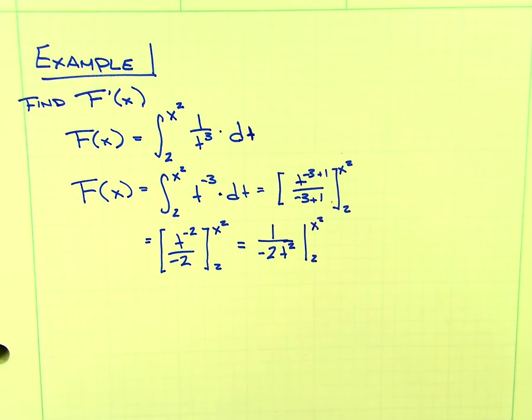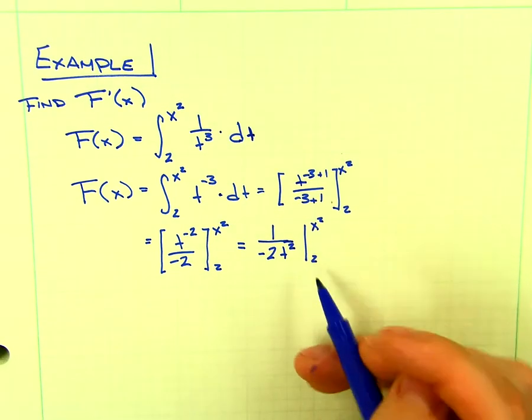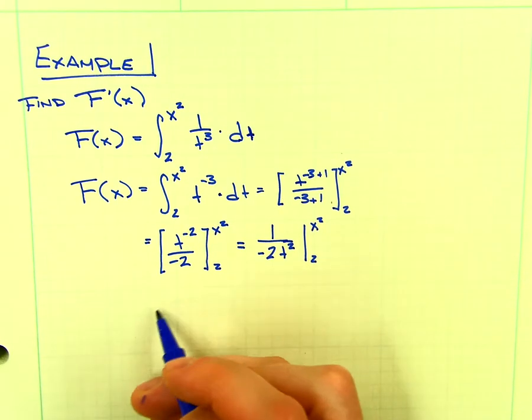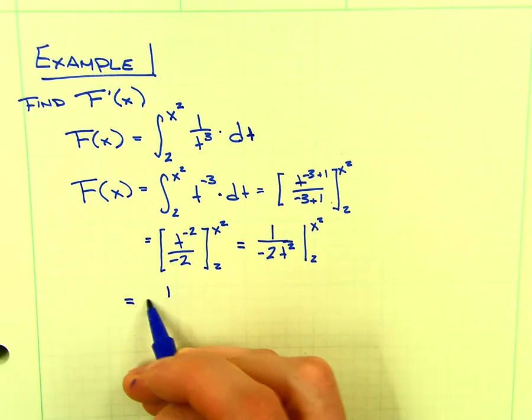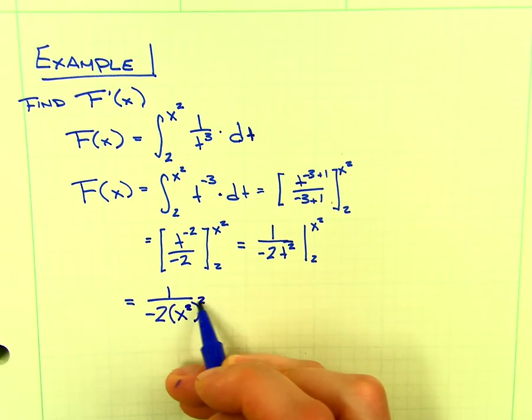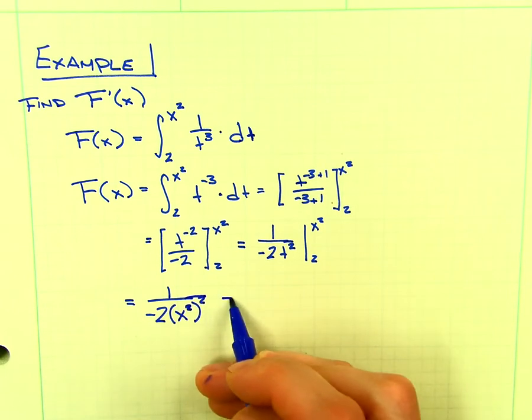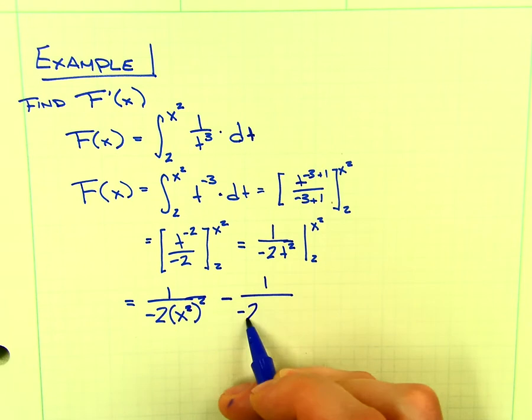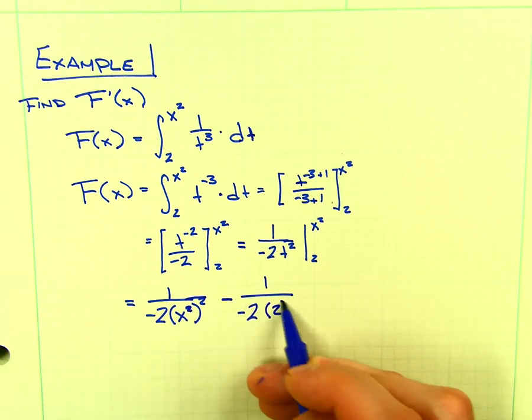So now I'm going to start plugging in these values, the limits here. And so x squared is going to be the top one, so that's going to be my F of b. And so in this case, it's going to be 1 over minus 2 times x squared, so just plugging that in for t, squared, minus, in this case I need to plug in my other limit, which in this case is 2. So I go 2 squared.